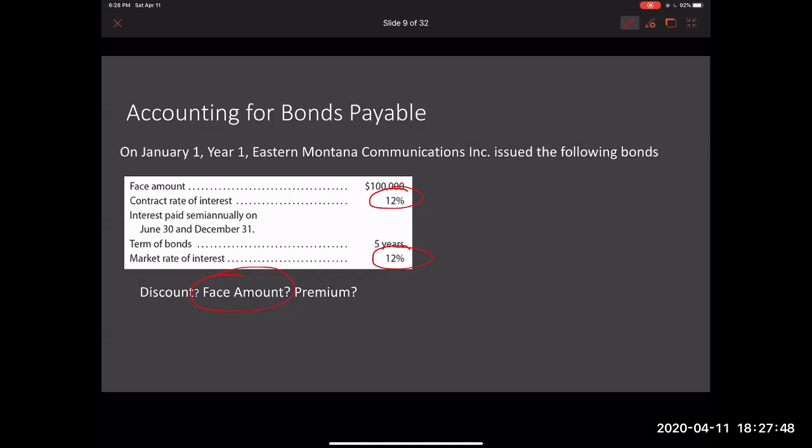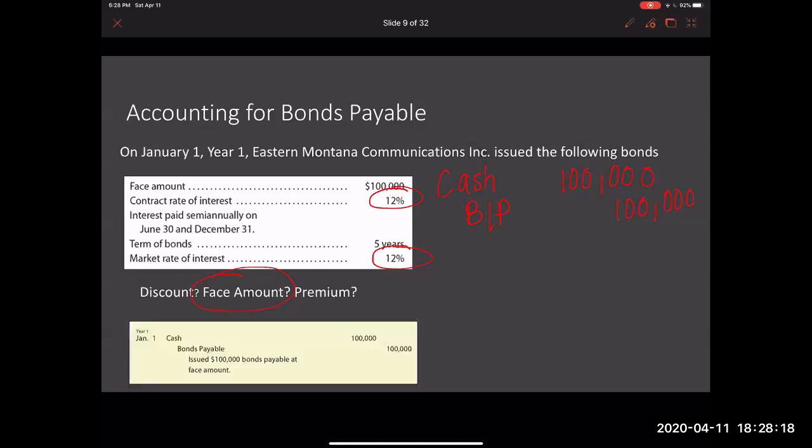Okay, so now let's see how this transaction looks. When Eastern Montana Communication issues this bond, we have to look at the journal entry. Whenever I issue this, on January 1st, year one, I'm going to record cash, and the cash I'm receiving is $100,000. And then my credit will be bonds payable, BP, of $100,000. That's year one. That's me getting the money. Hopefully that makes sense to you.